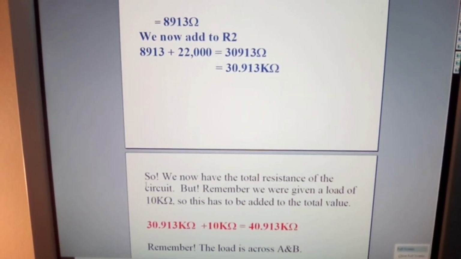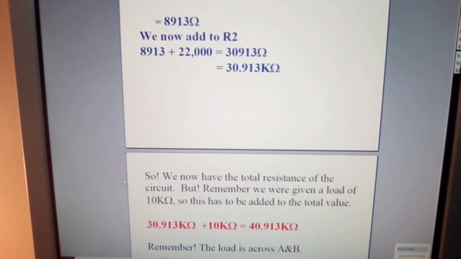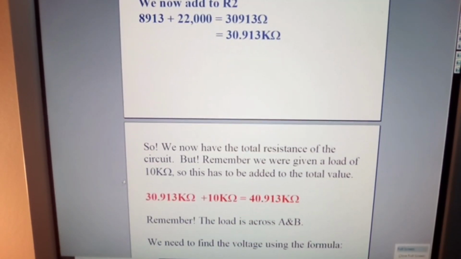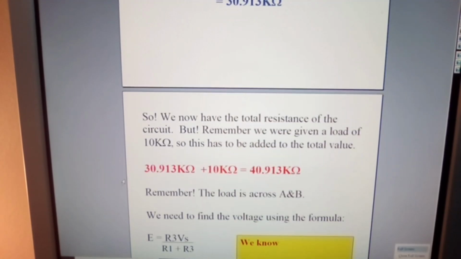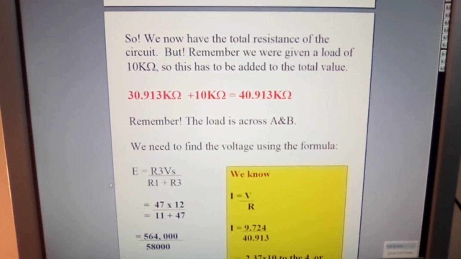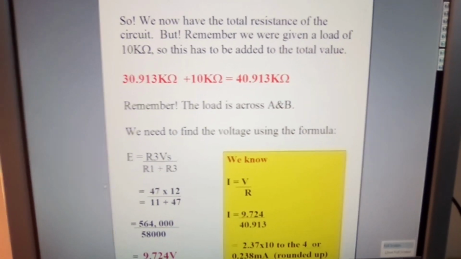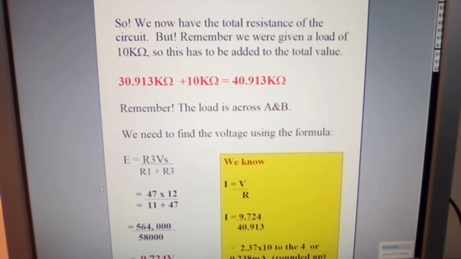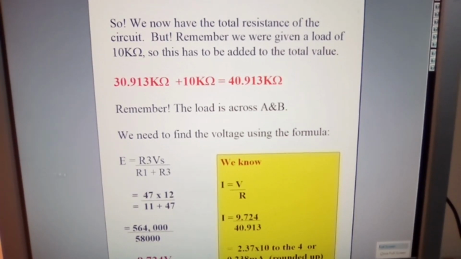So, we now have the total resistance of the circuit, but remember we were given a load of 10k, so this has to be added to the total value. Remember the load is across A and B. We need to find the voltage using the formula. And here we are: E equals R3 Vs over R1 plus R3. We know I equals V over R.